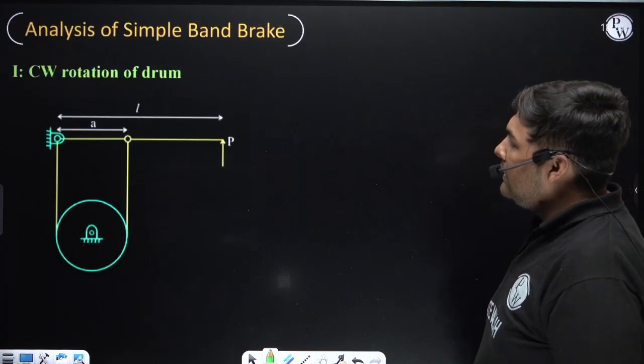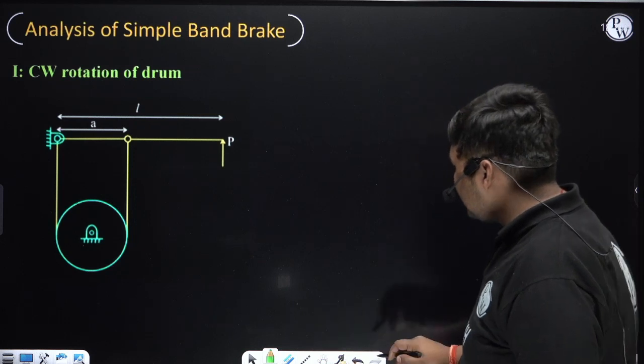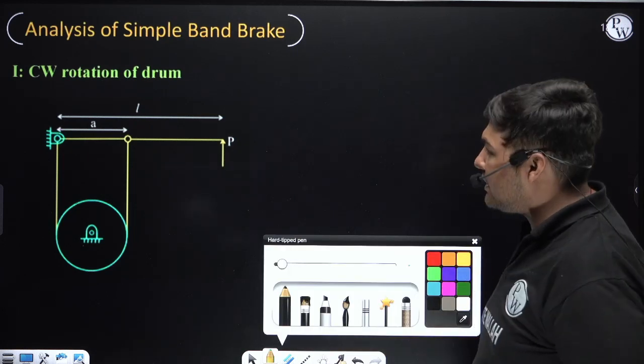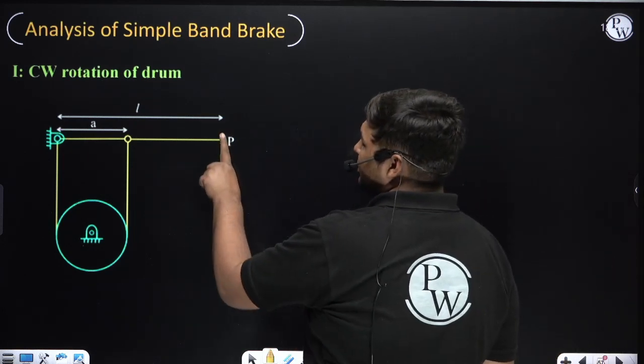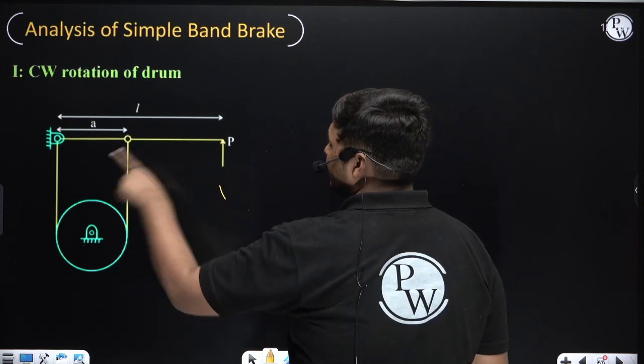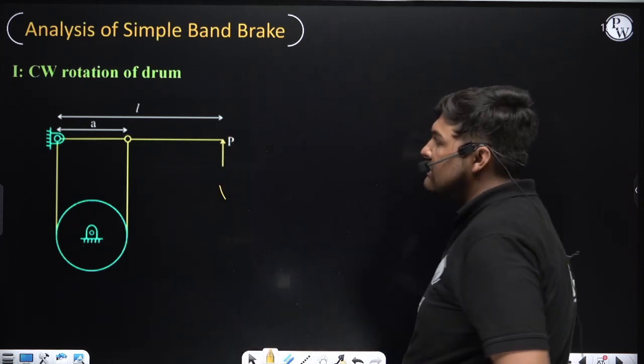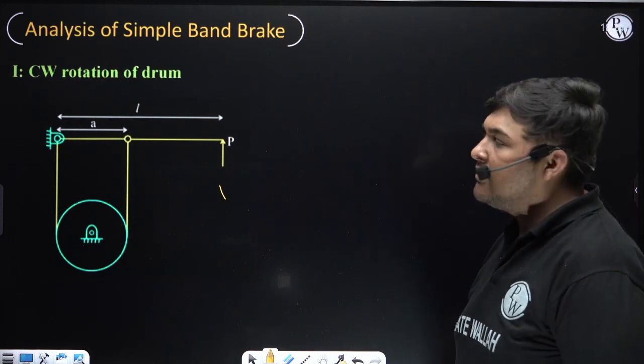Okay. Now we'll do the analysis of this simple band brake for clockwise rotation of the drum. I have already marked the direction of braking effort. To ensure this band is in tension, we need to apply the braking effort in this direction, and I am denoting this braking effort as P.